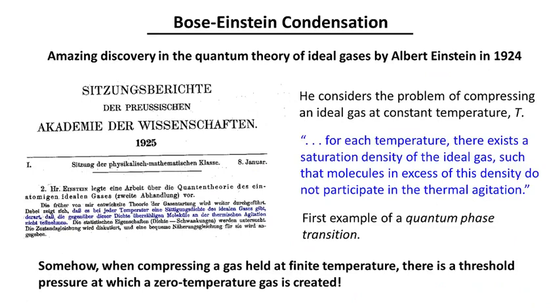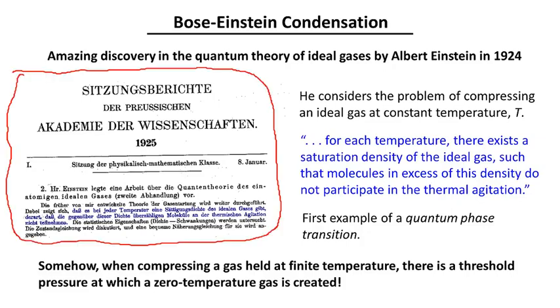Here is the original paper in which he announces it, and he describes the finding here in blue. I'll give you my own translation. He starts by considering the problem of compressing an ideal gas at a constant temperature. So you take a gas that has some particular value, say the state of the air in the room, and you keep the temperature constant while condensing it. And he finds that for a given temperature, there's a saturation density of the ideal gas.